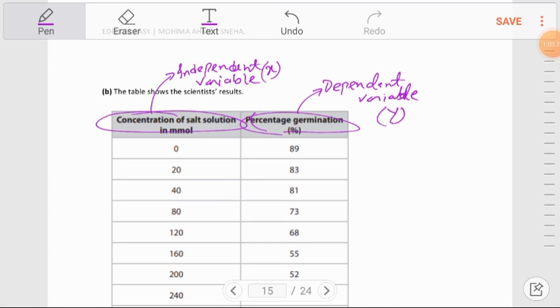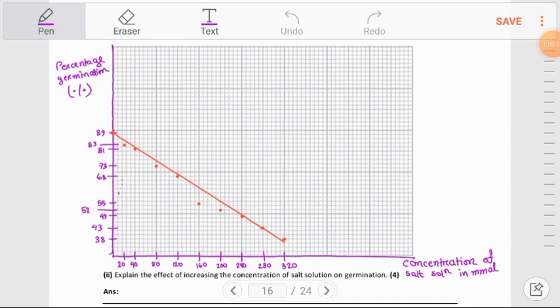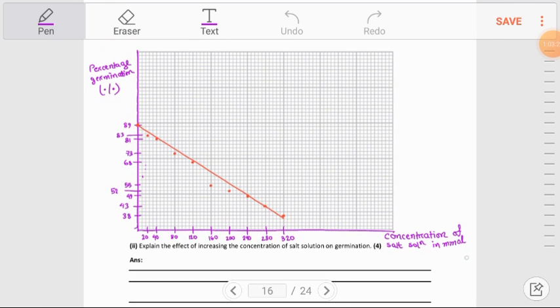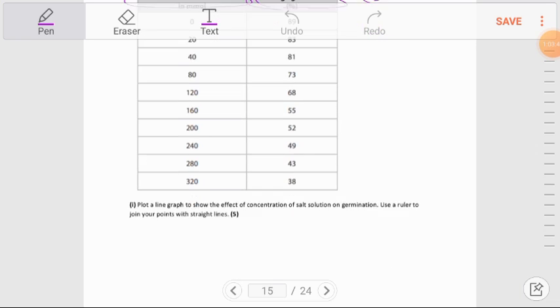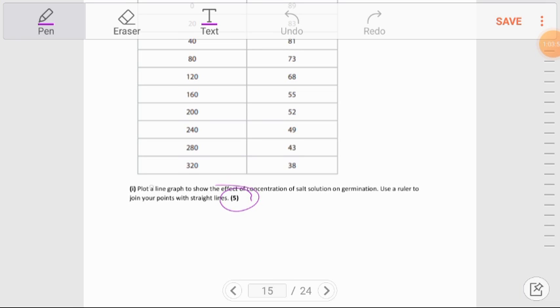I have already plotted the graph. The graph would look something like this: concentration of salt solution in millimoles on the x-axis and percentage germination on the y-axis. And with this our part B1 ends because they wanted us to plot the graph. Labeling the axes is a must because it was stated that we need to label the axes, and the question has 5 marks, so 2 marks are actually for the axis labeling.